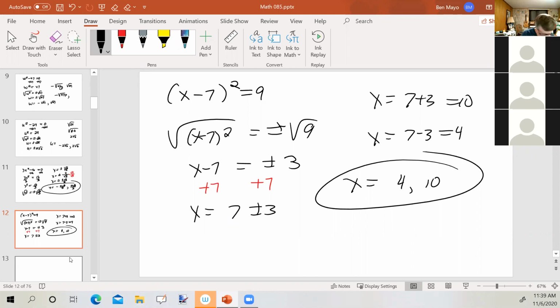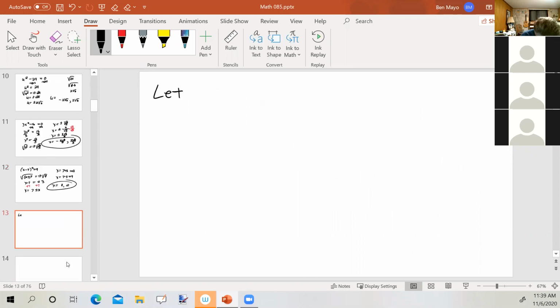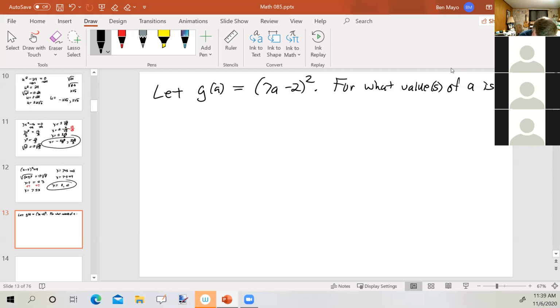Another problem. It says, let g of a equal the quantity 7a minus 2 squared. For what value or values of a is g of a equal to 8? So we're going to make a substitution. We're going to take 8 and put it in the place of g of a.